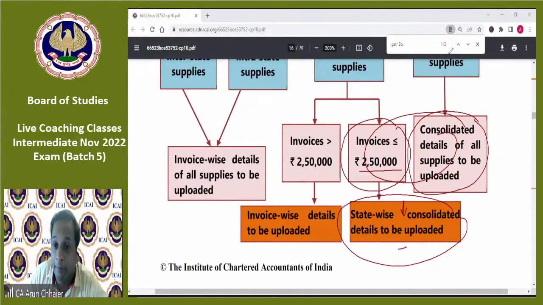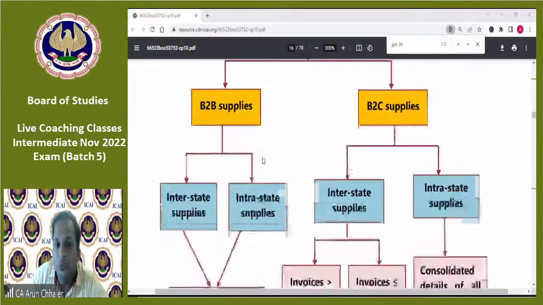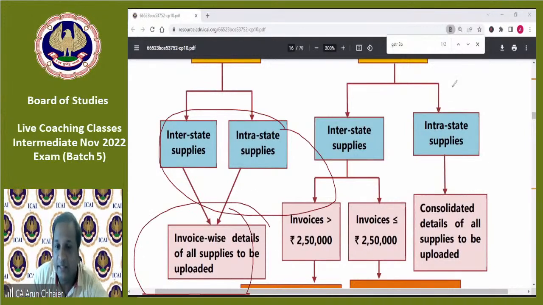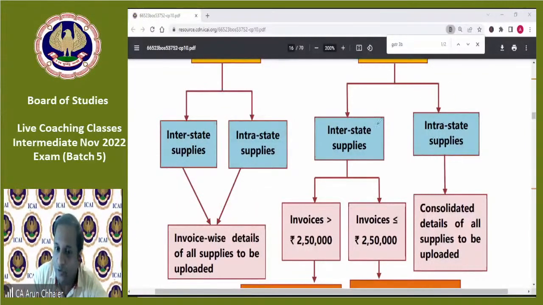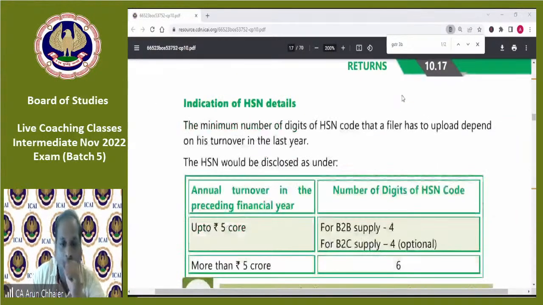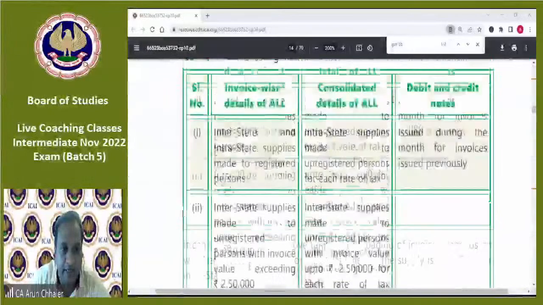put the information. But for invoice value greater than 2.5 lakh for B2C inter, or like B2B, I have to add invoice-wise detail. So B2B, whether inter or intra, I have to add invoice-wise. If it is B2C, then only this part is invoice-wise and the rest is consolidated state-wise information I need to enter. Coming back, I hope this chart is clear. Give me the confirmation.